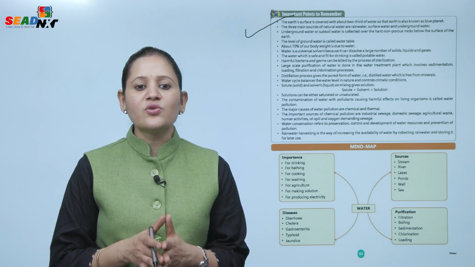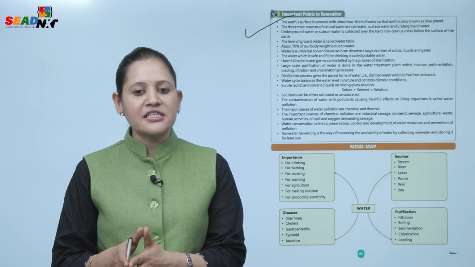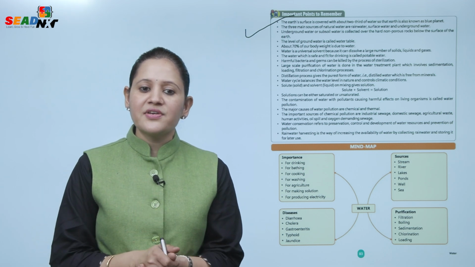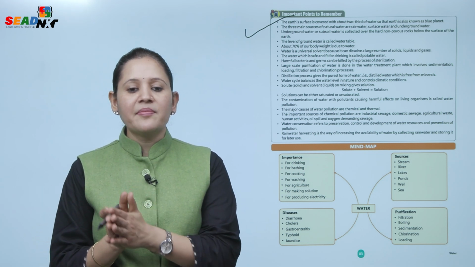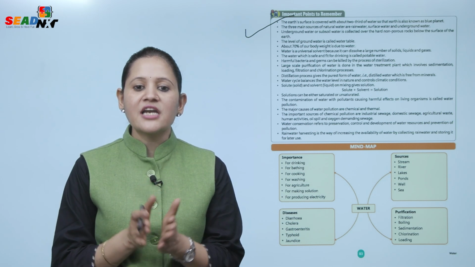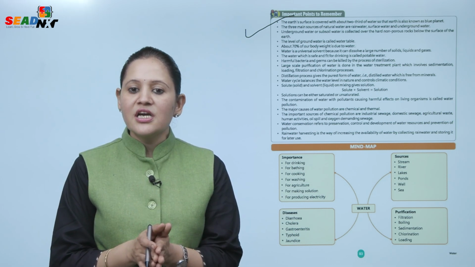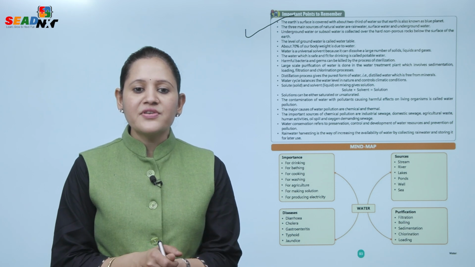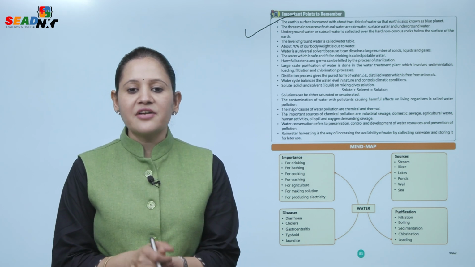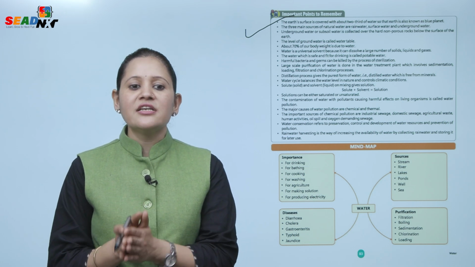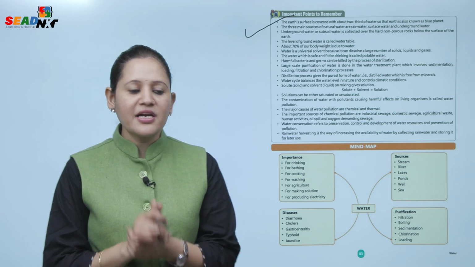The important sources of chemical pollution are industrial sewage, domestic sewage, agriculture waste and human activities, oil spill and oxygen demanding sewage. Water conservation refers to the preservation, control and development of water resources and prevention of pollution. Rainwater harvesting is the way to increase the availability of water by collecting the rainwater and storing it for later use. Next is a mind map.